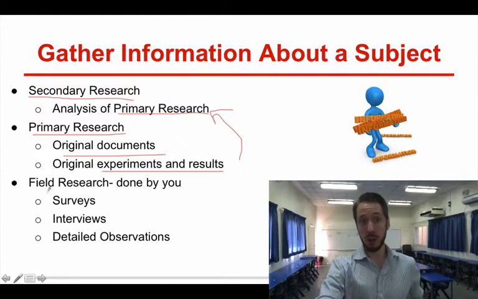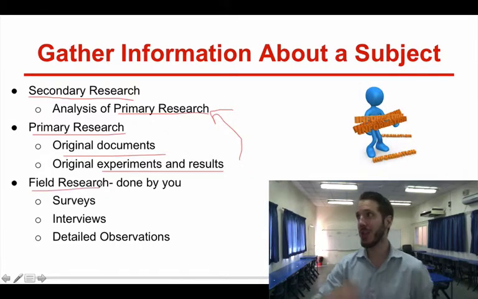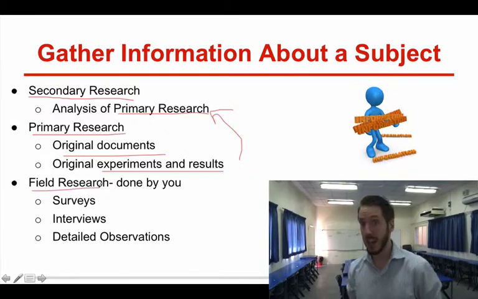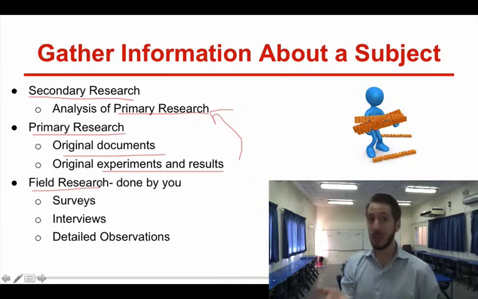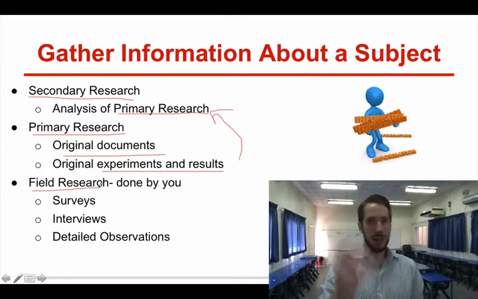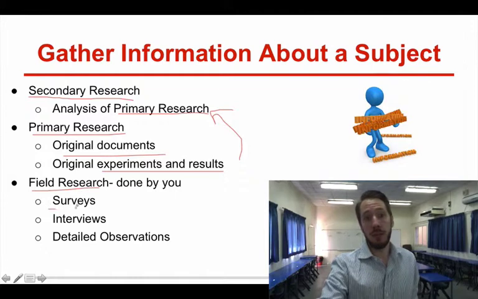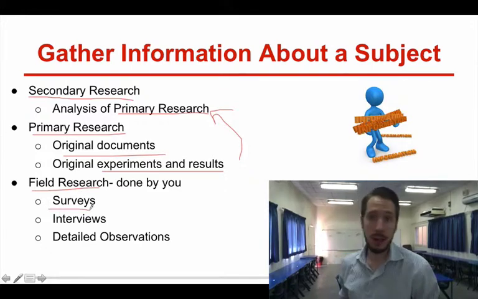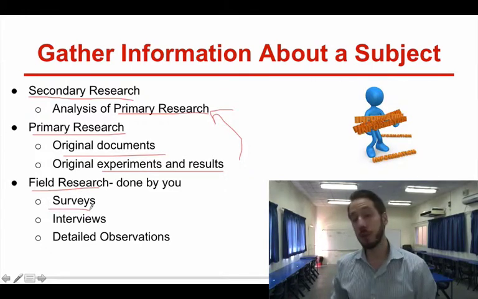Also, you can do field research. You can actually do original research. For those of you who plan on getting a doctorate, that is mostly field research. So different examples of that could be surveys. You can do a Google form or a Survey Monkey to get information from a group of people.